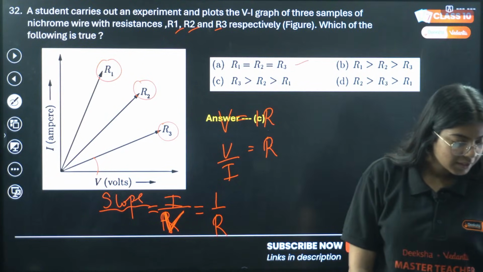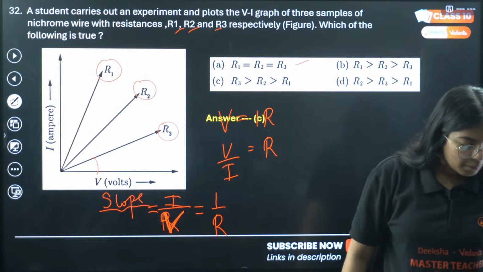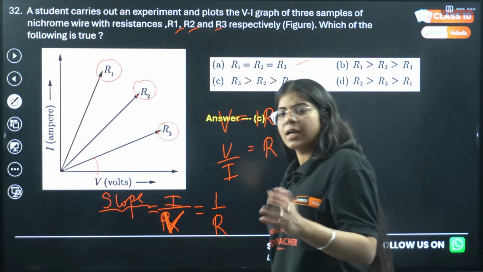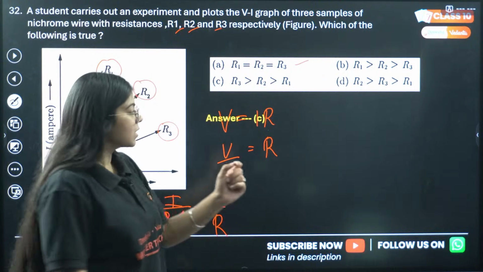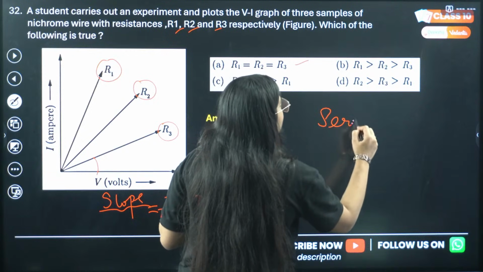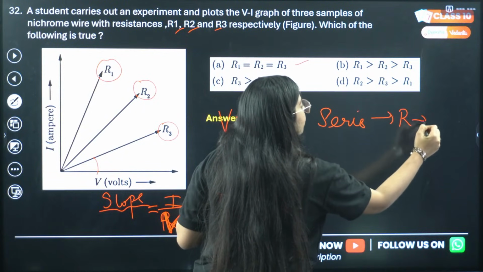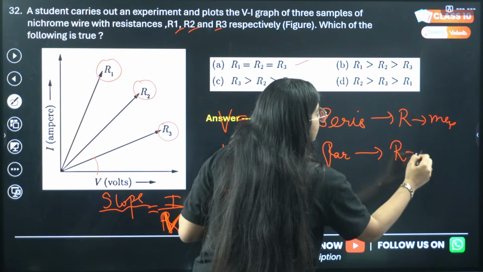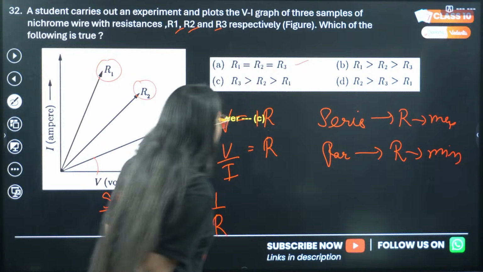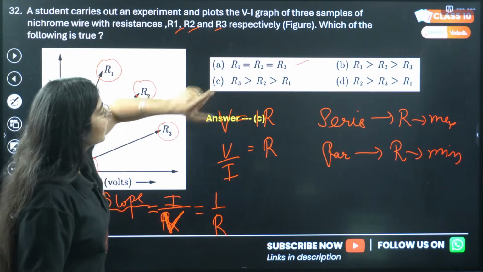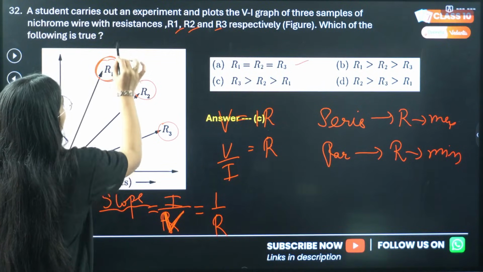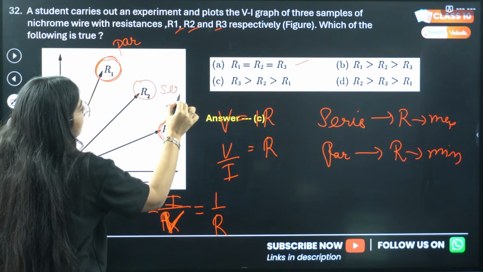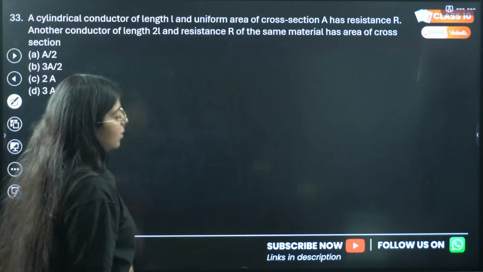They asked this question in boards with parallel and series. Yeah, that's correct. We know, right? In series, the resistance is maximum, and in parallel, the resistance is minimum. So now we know R1 is less. So R1 will be parallel, and R3 will be series. Understood? Next question.